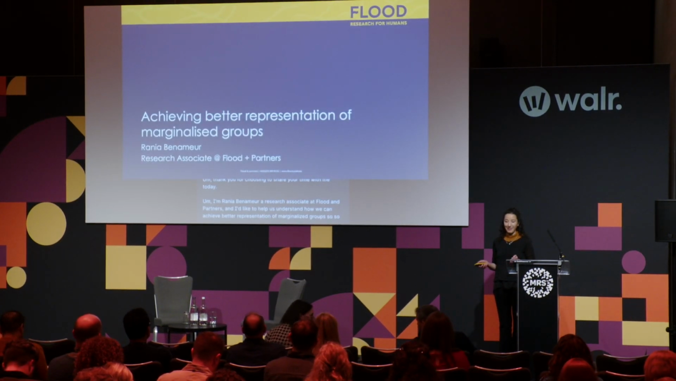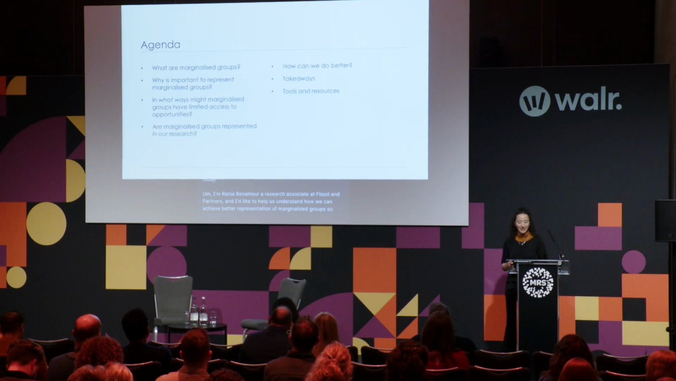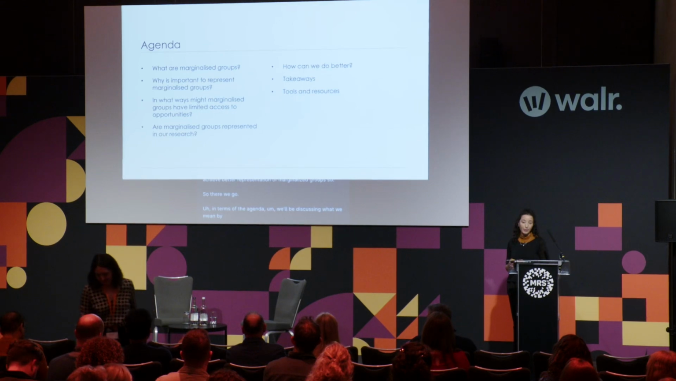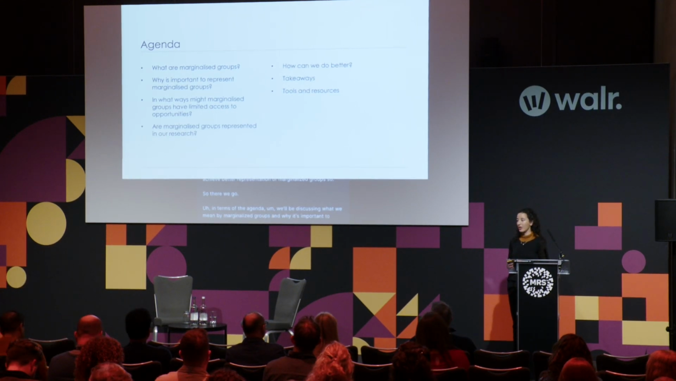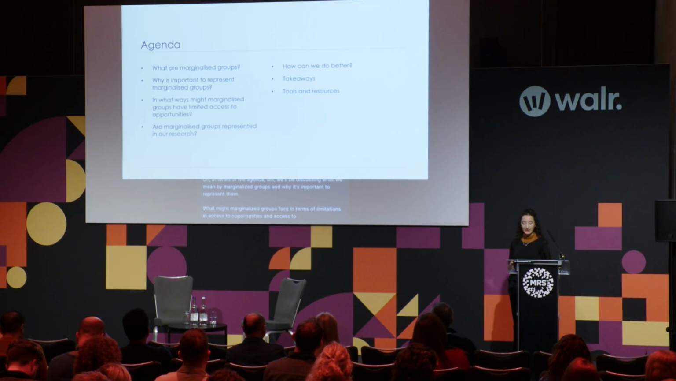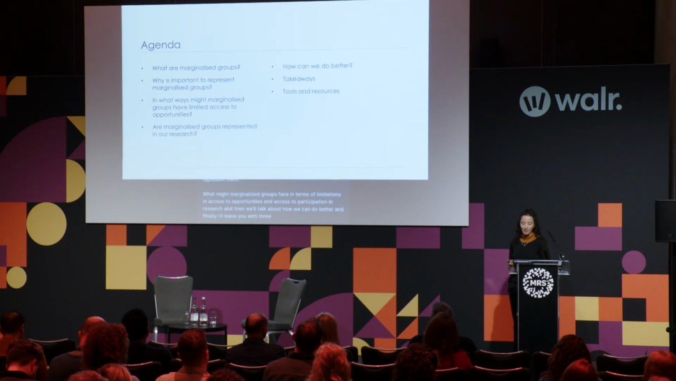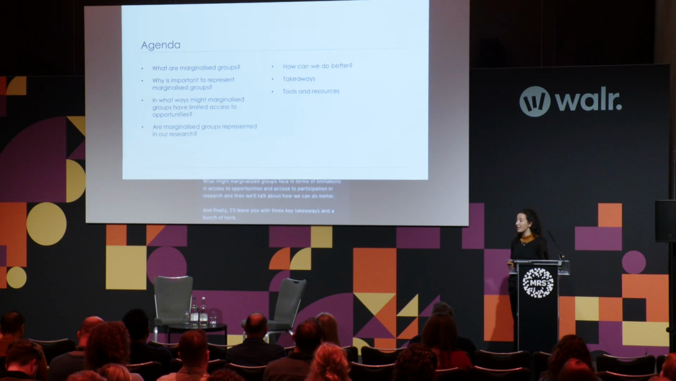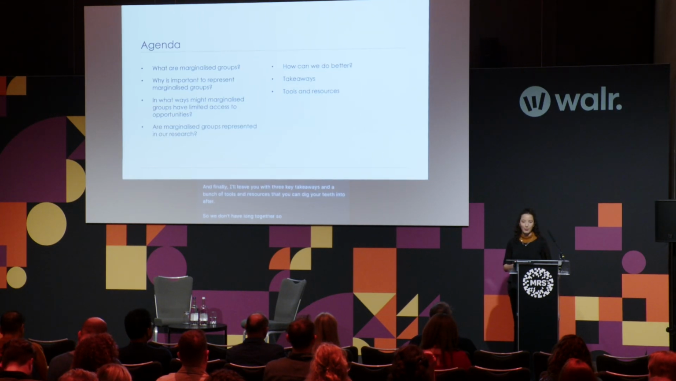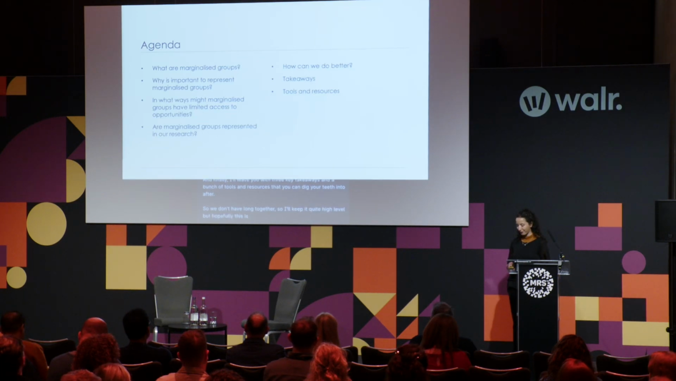So, there we go. In terms of the agenda, we'll be discussing what we mean by marginalised groups and why it's important to represent them. What might marginalised groups face in terms of limitations in access to opportunities and access to participation in research. Then we'll talk about how we can do better. And finally, I'll leave you with 3 key takeaways and a bunch of tools and resources that you can dig your teeth into after. So we don't have long together, so I'll keep it quite high level, but hopefully this is a great place to start.